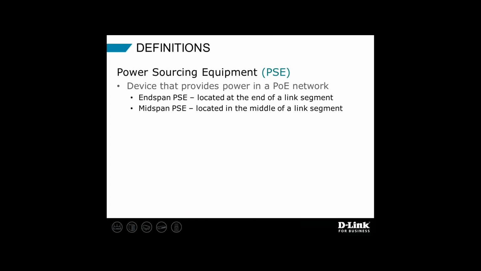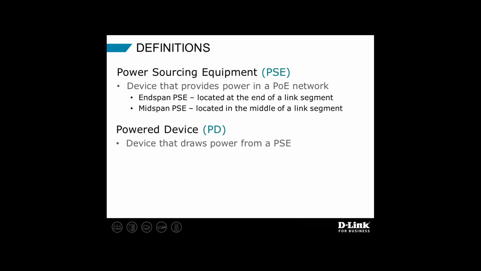So let's start with some definitions here. One of the definitions I use throughout this presentation is PSE. And the PSE stands for the Power Sourcing Equipment. It's the device that provides the power in a PoE network. You can have a couple different types of PSEs. There's an end-span PSE that's located at the end of an Ethernet link segment, and a mid-span PSE that would be located somewhere in the middle of an Ethernet link segment. And I've got an upcoming slide that shows a little bit more detail on PSEs, end-span versus mid-span.